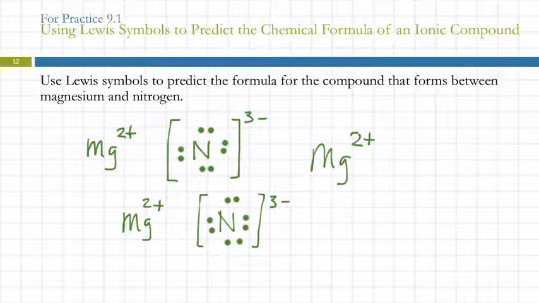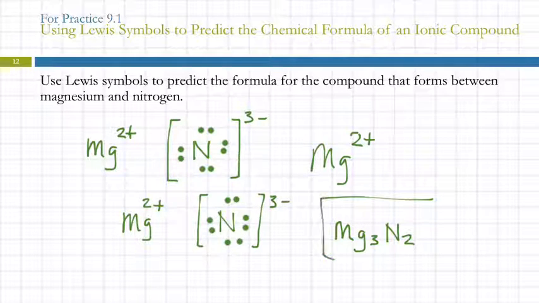We got to get back to what we were trying to do, predict the formula. Well, now we can look at this. I've got 1, 2, 3 magnesium ions, so it's going to be Mg3. And I've got nitrogens, and I've got 2 of those. So this is the formula that we predict by transferring valence electrons using the Lewis model.